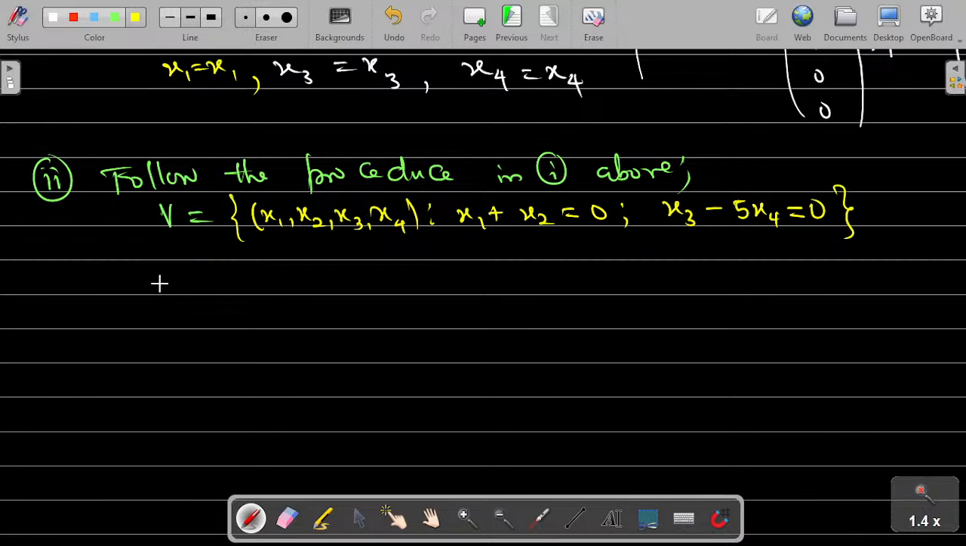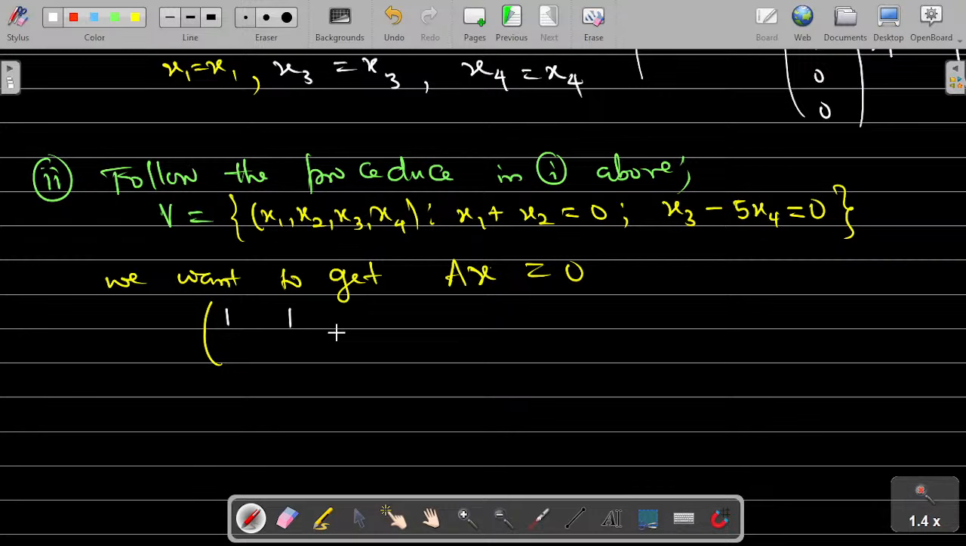So we want to get Ax equal to 0 again now. In this case, we have two equations, so that is going to form our A. Here the coefficient of x1 is 1, and then x2 will be 1 also.